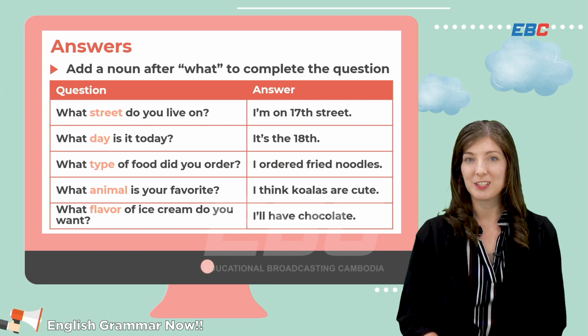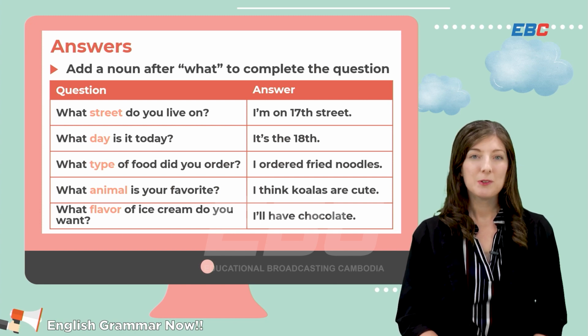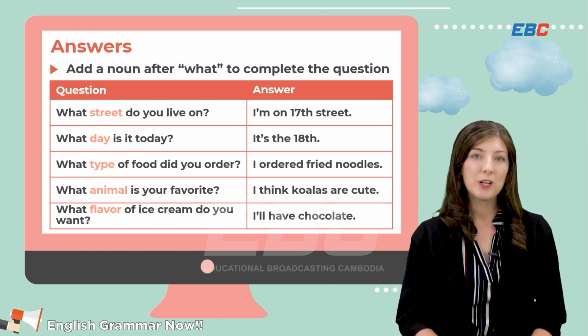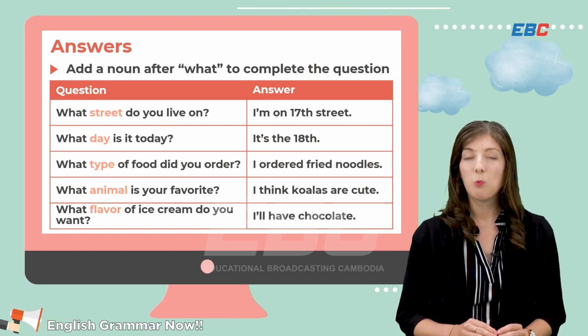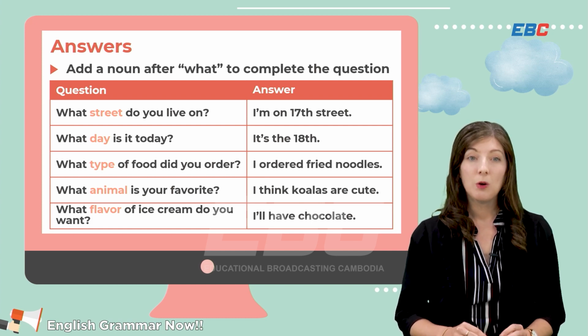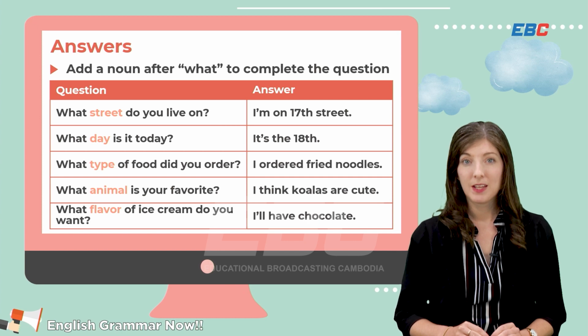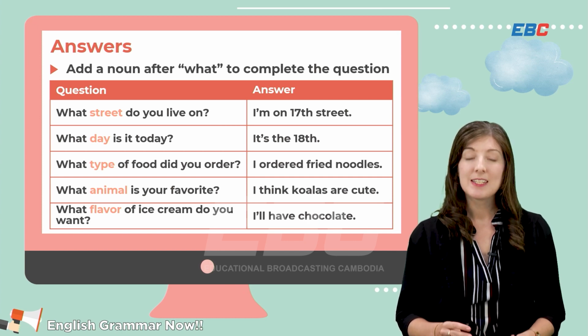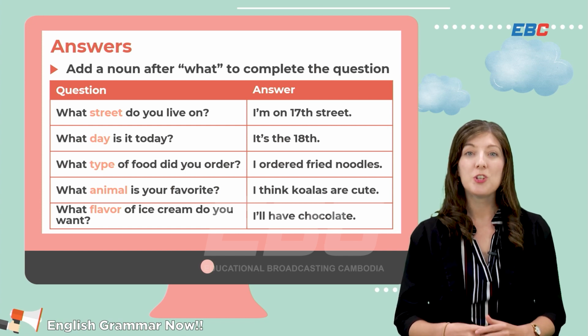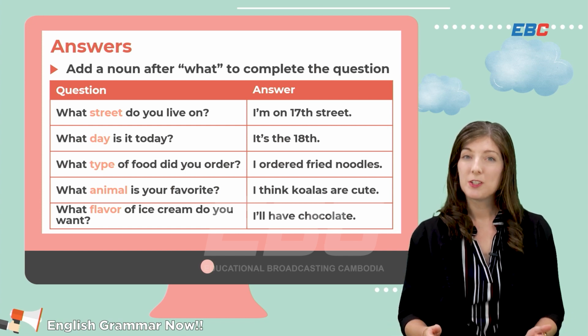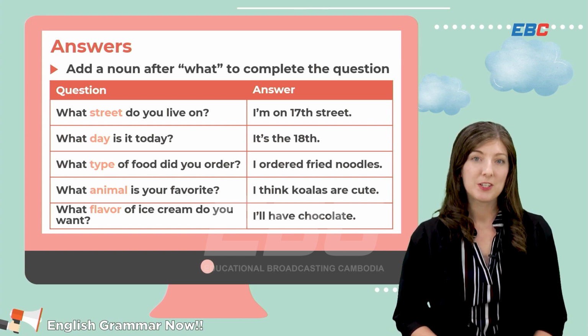I'll have chocolate. You can see that depending on which noun we use, we could ask a very specific question, such as what street, what day, what animal, what flavor. But we use words like type or kind to ask a more general question. We could use that in many different situations.